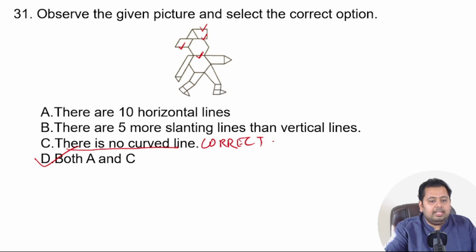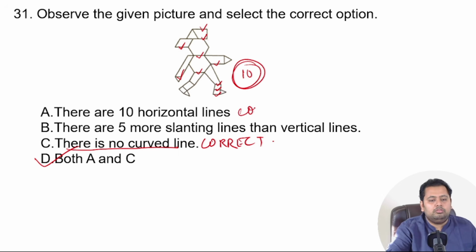Okay. So this is another horizontal line. This is another one. This is another one. This is another one. Here it is. So if you see 1, 2, 3, 4, 5, 6, 7, 8, 9, and I'm missing one more, is this one. So this is 10, right? So there are 10 horizontal lines. So this is also correct.